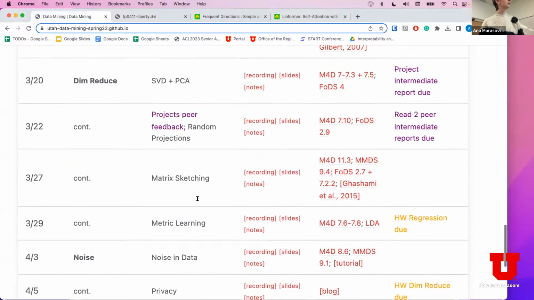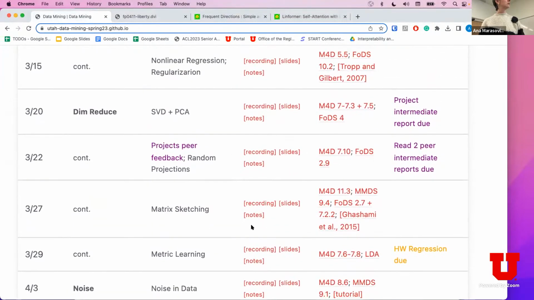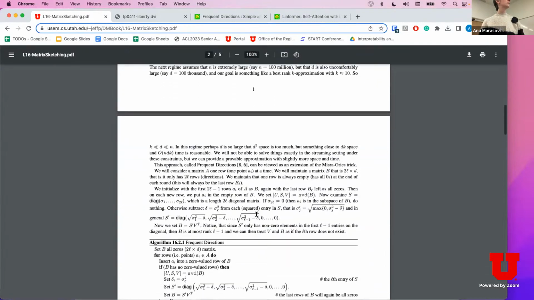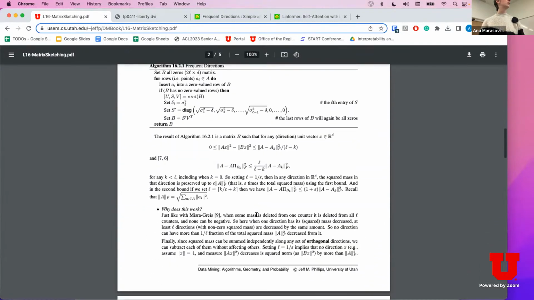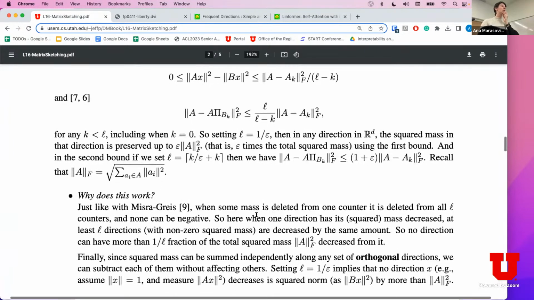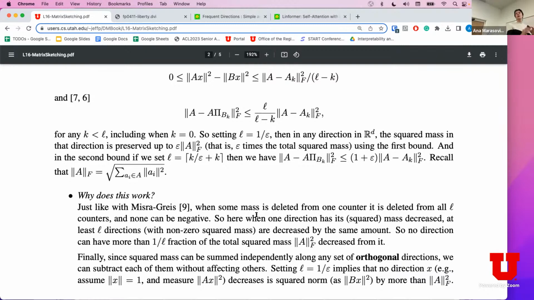Where am I? Here. All right, so in Jeff's notes, you can find a more technical description of how that delta I is decreasing the mass of the direction. I don't want to go into that because I'm really not confident I can reproduce what's written here in a more explainable way.